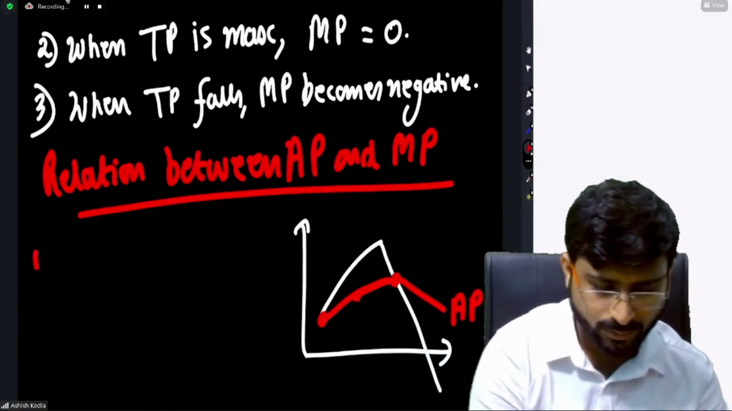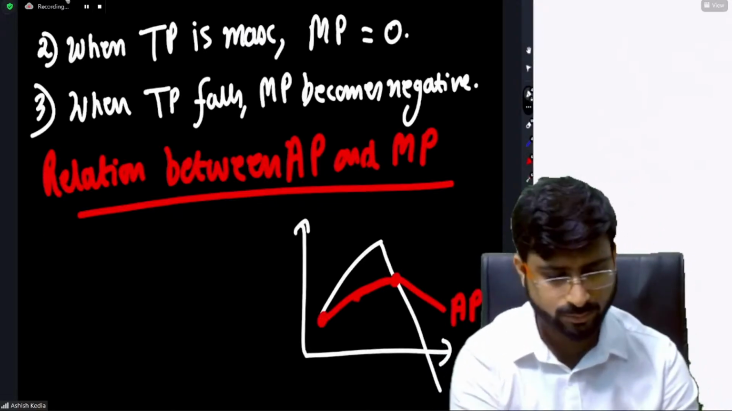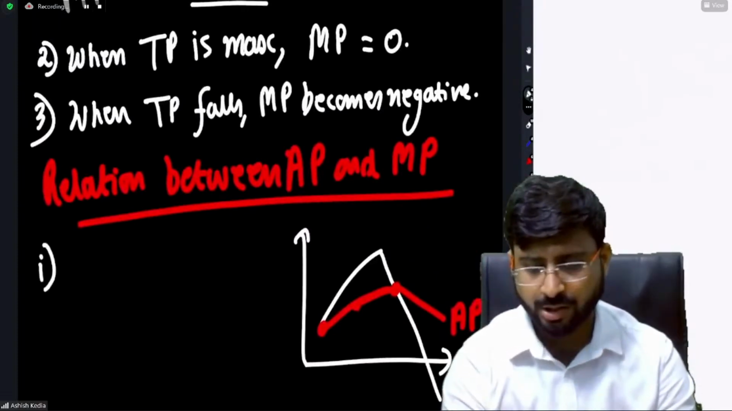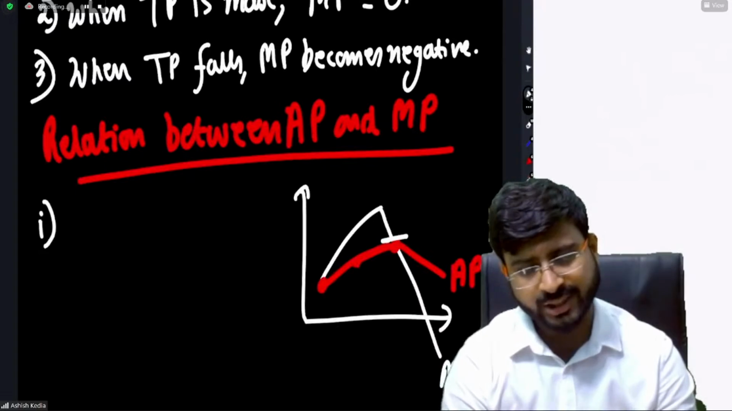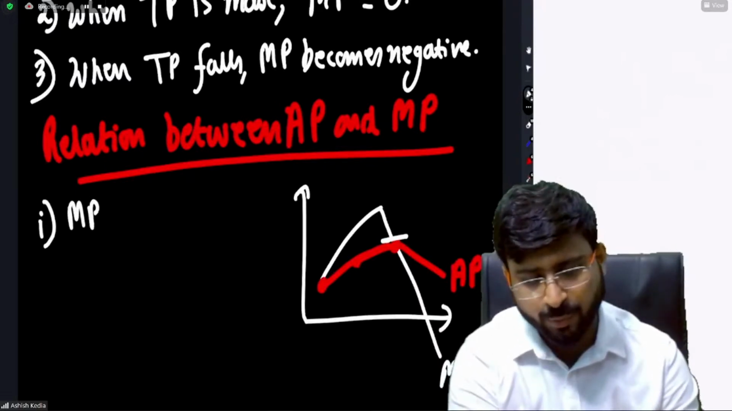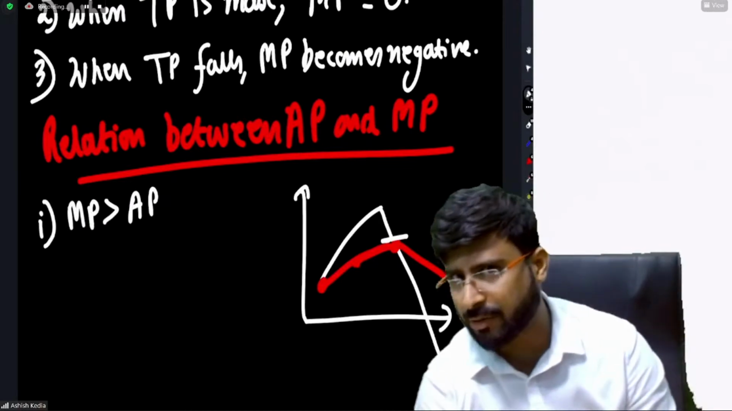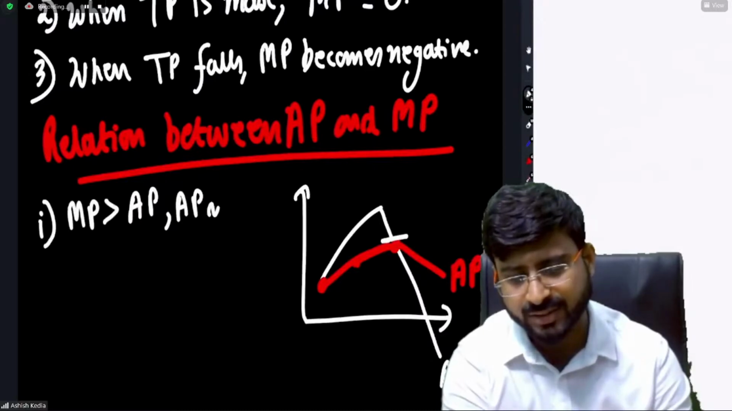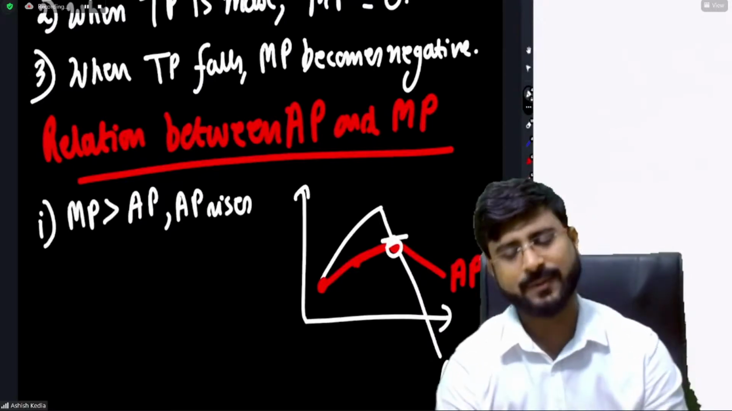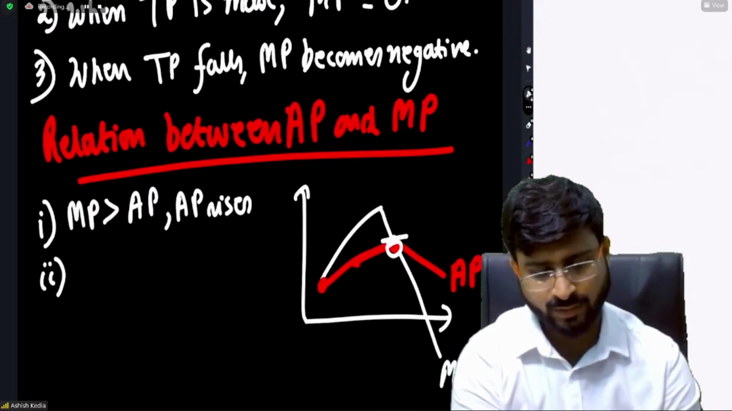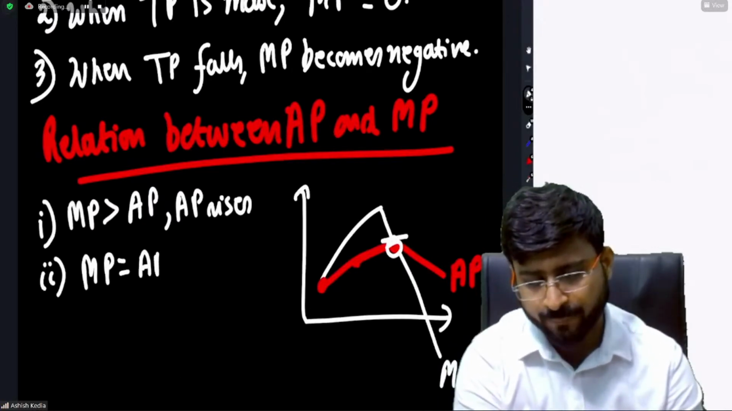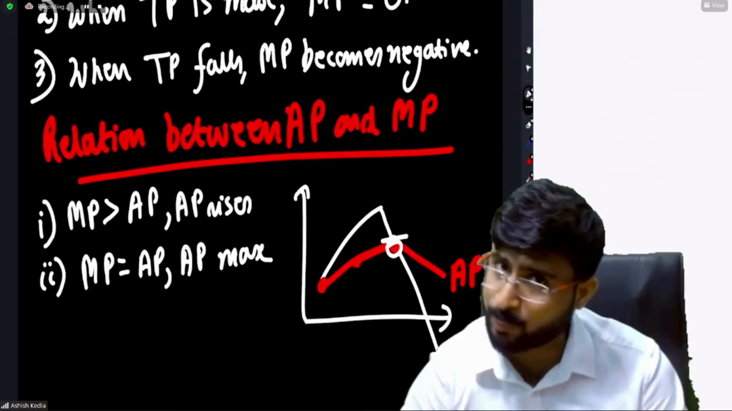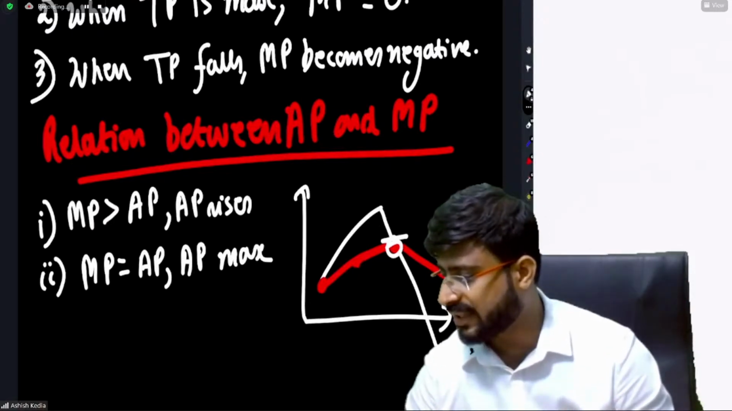Now, number one. See, all of you see till this point, MP is greater than AP because MP is lying above AP. See, the white line is lying above the red line. And whenever MP is above AP, AP is happy and AP rises. You see till this point, AP rises. And when MP is equal to AP, AP achieves its maximum.